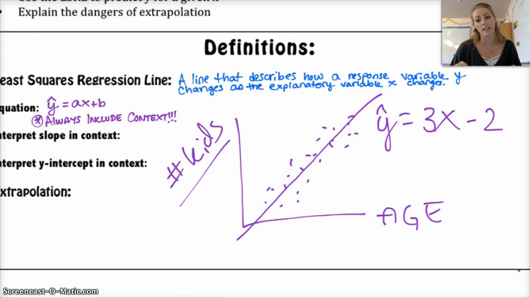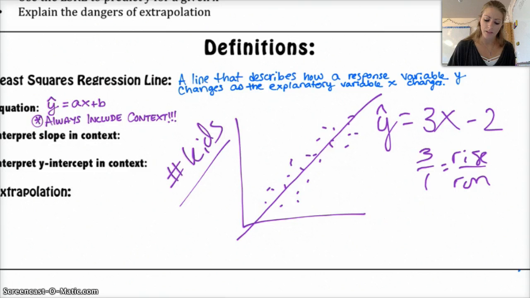So interpreting the slope in context, you need to know, what is the slope really? Okay, so in this case, the slope is 3 over 1, right? And remember, slope is rise over run. And so, if my rise is the number of kids, then my run is the increase in age. Okay, so the way I would interpret the slope is that for every 1 year, this obviously is not an accurate portrayal of a real life situation just because I'm making up numbers.